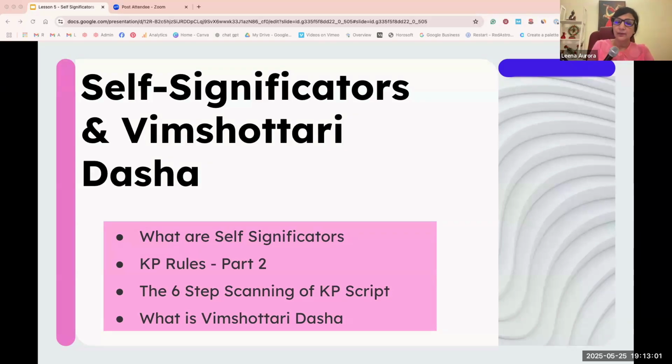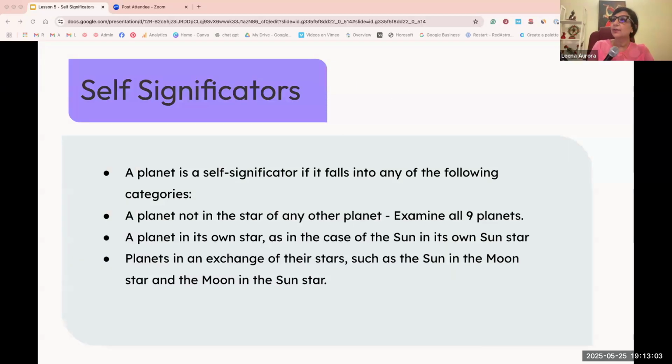What are self-significators? You will have to give some time to this topic because it's really important, and every time you will have to start your analysis with these self-significators. And what are these self-significators? For example, should I show you? Let me show you the next slide.